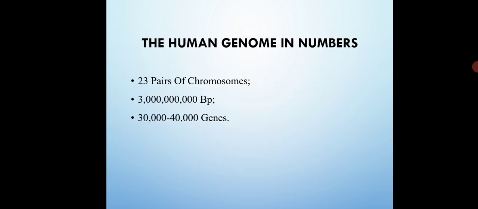And let's come to the human genome in numbers. So 23 pairs of chromosomes, approximately 3 trillion base pairs, and the number of genes will be 30,000 to 40,000. It's an approximate value for the genes.